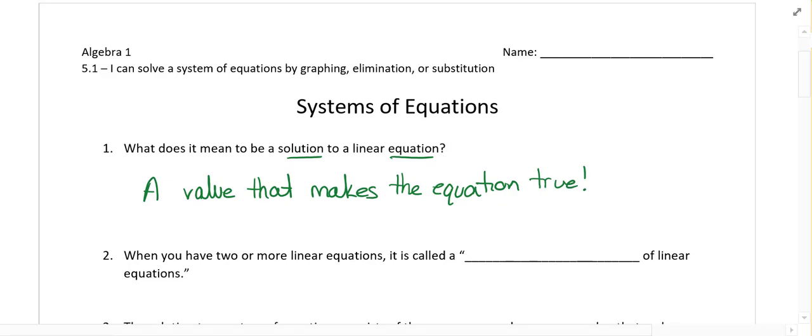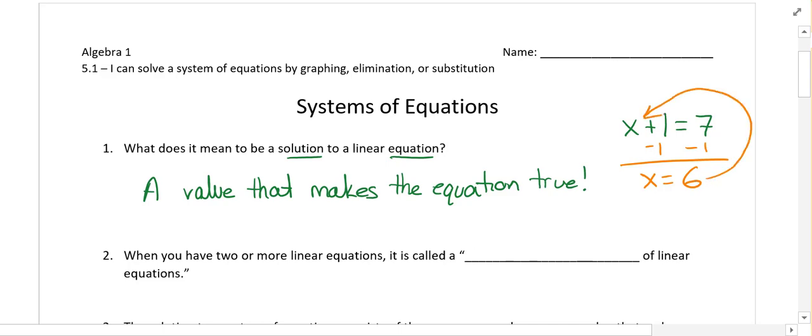So if I have a very simple equation, x plus 1 is equal to 7, well, I know I can solve that. I can subtract 1 from both sides. We would get x to equal 6. So I know 6 is a solution to the equation because when I substitute 6 back in, I get 6 plus 1, which equals 7. I know 7 equals 7. That gives me a true statement. So therefore, 6 is a solution to the equation.